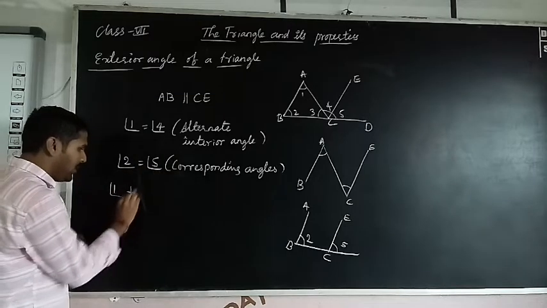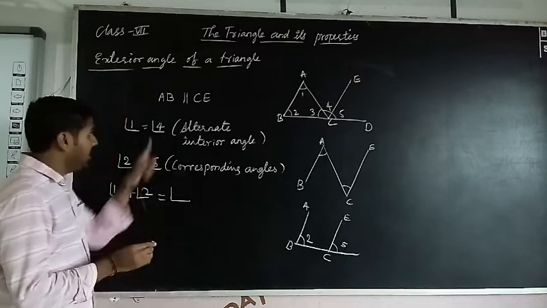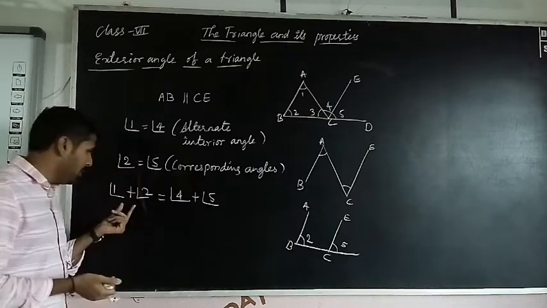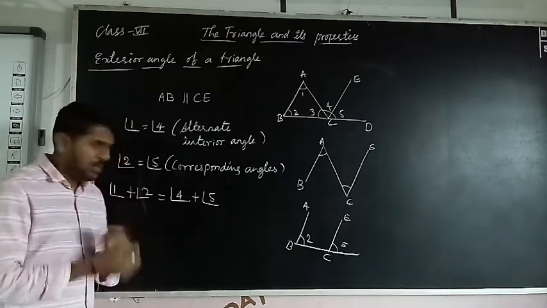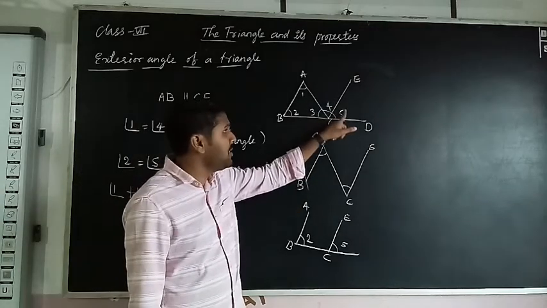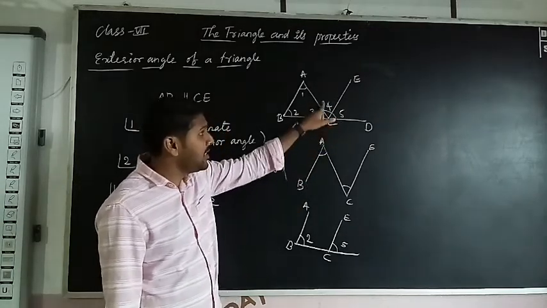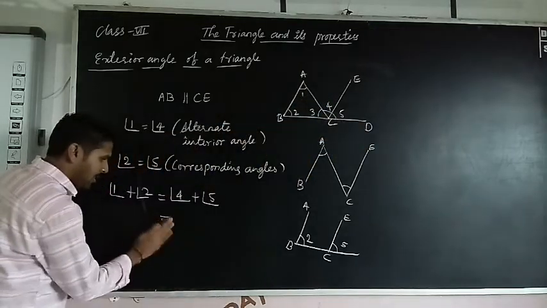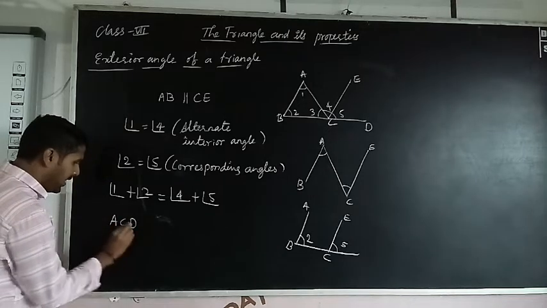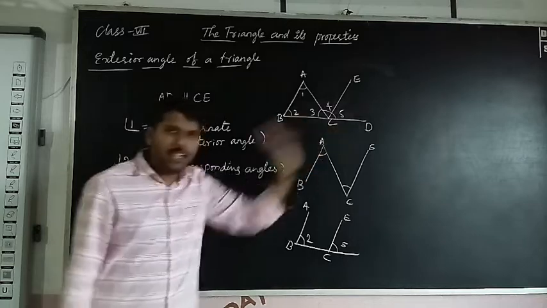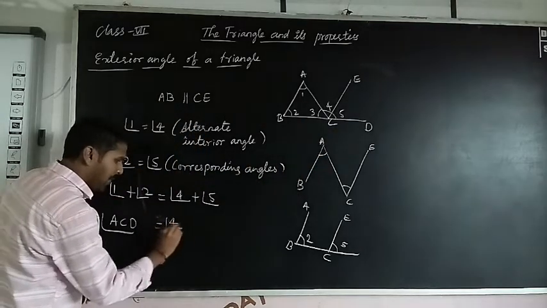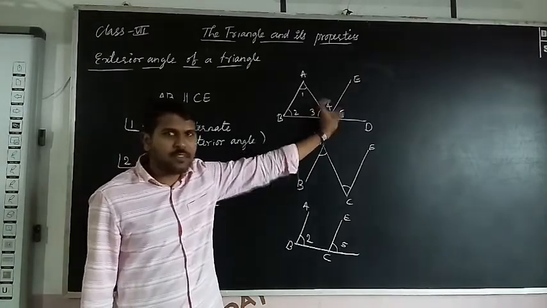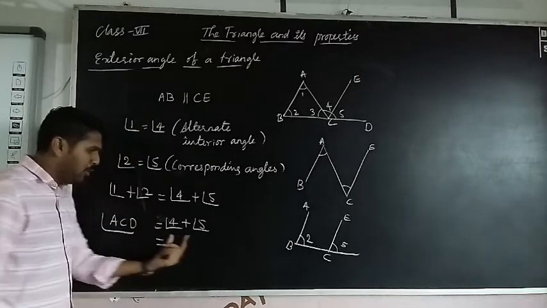So 1 plus 2 equals, can we say, 4 plus 5? Why? Because 1 equals 4, 2 equals 5. So that means 1 plus 2 equals 4 plus 5. What is this 4 plus 5? This is exterior angle. Total angle ACD is 4 plus 5. Angle ACD equals 4 plus 5. So the exterior angle is the sum of these two angles.